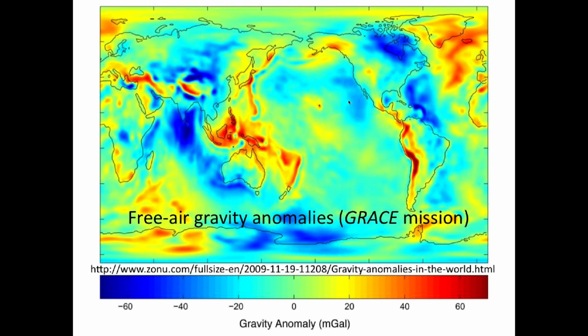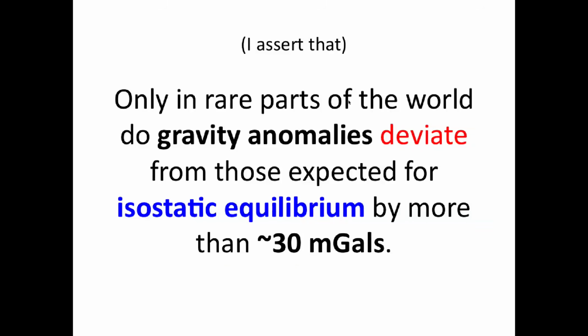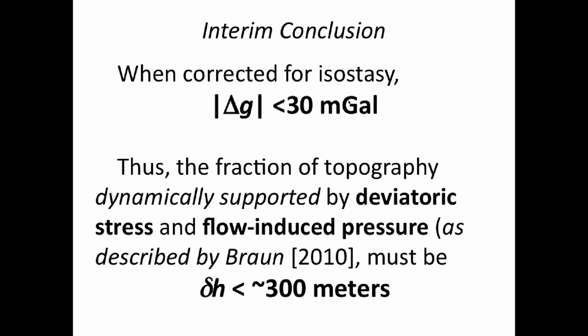Looking at the whole map of the gravity anomalies, again, most of the world, you're in this range of plus or minus 30 milligals. You have some examples, and these are topographic effects. This is not mass deficits when you get into these areas. Most of the world, I would argue, gravity anomalies deviate from those expected for isostatic equilibrium by no more, only in rare places by as much as 30 milligals. This isn't a quantitative look, but that's what I take from it.